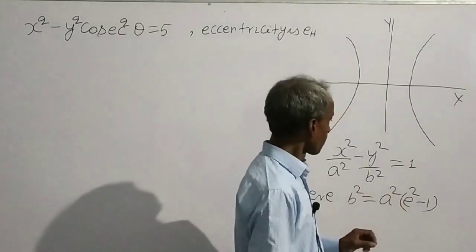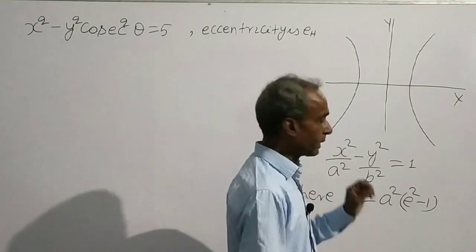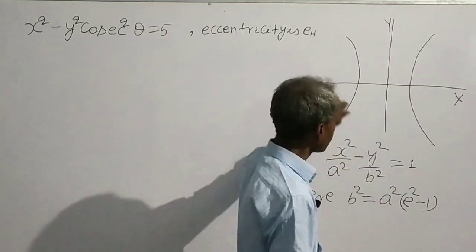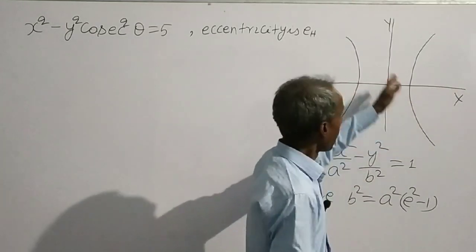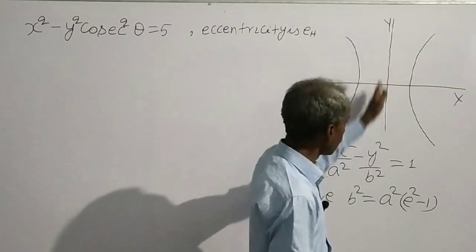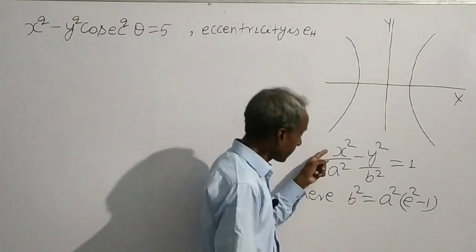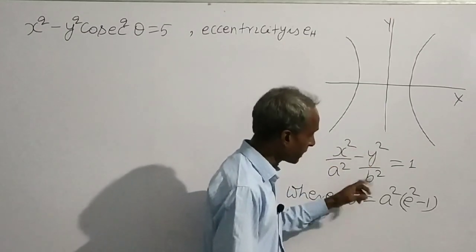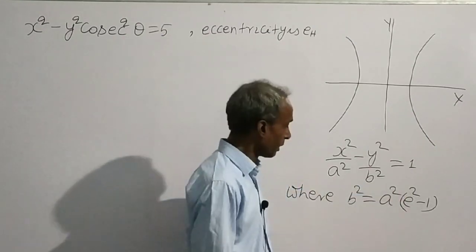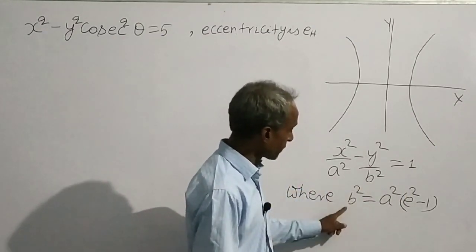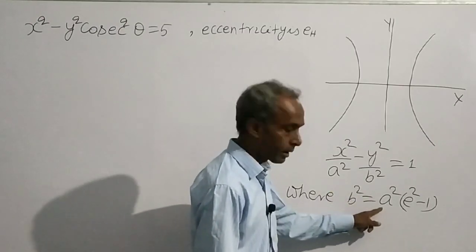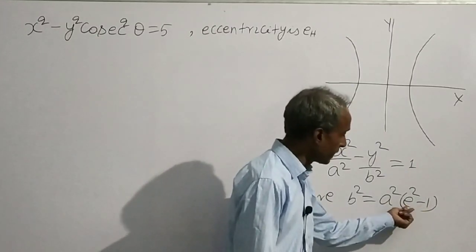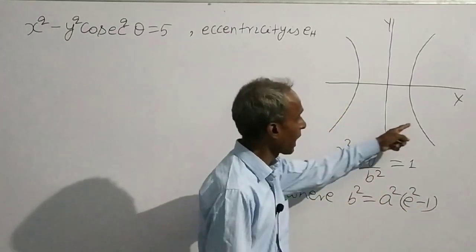We know that a standard equation of hyperbola with transverse axis along x-axis and conjugate axis along y-axis is x square by a square minus y square by b square is equal to 1, where this b square is equal to a square times e square minus 1.